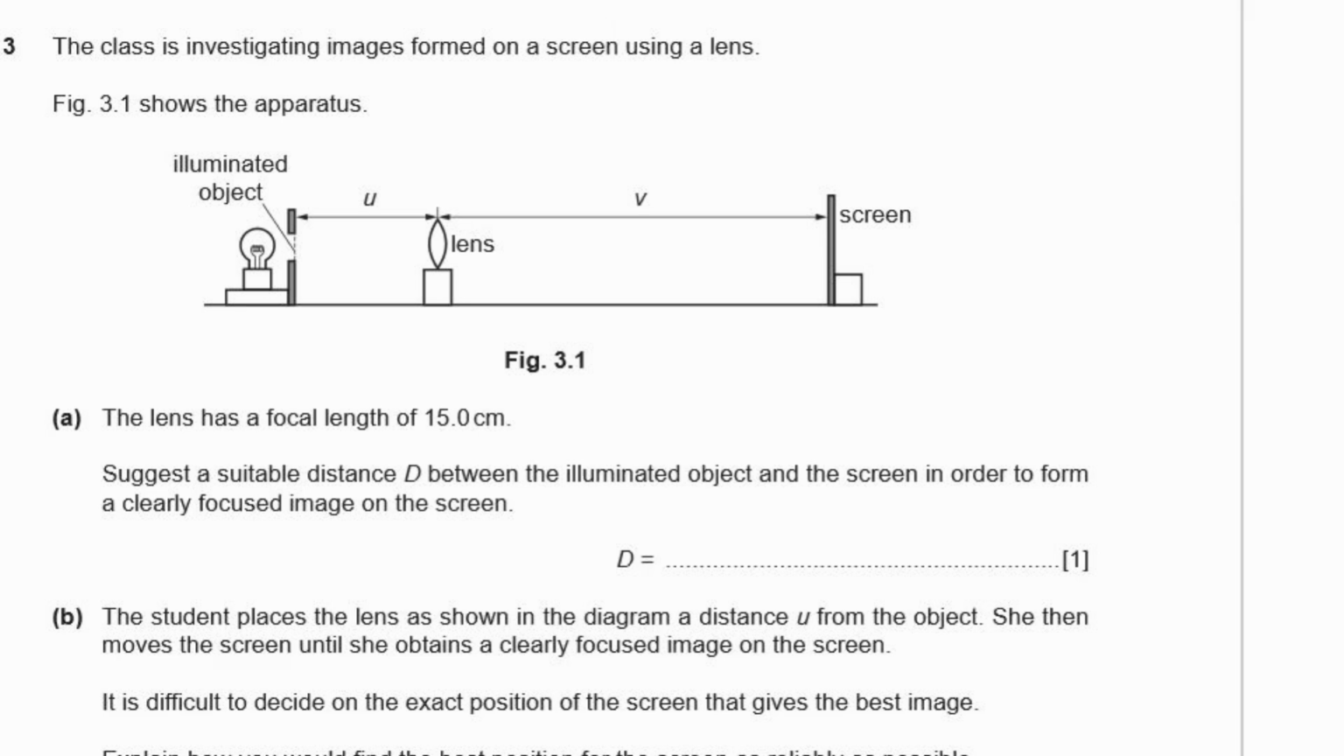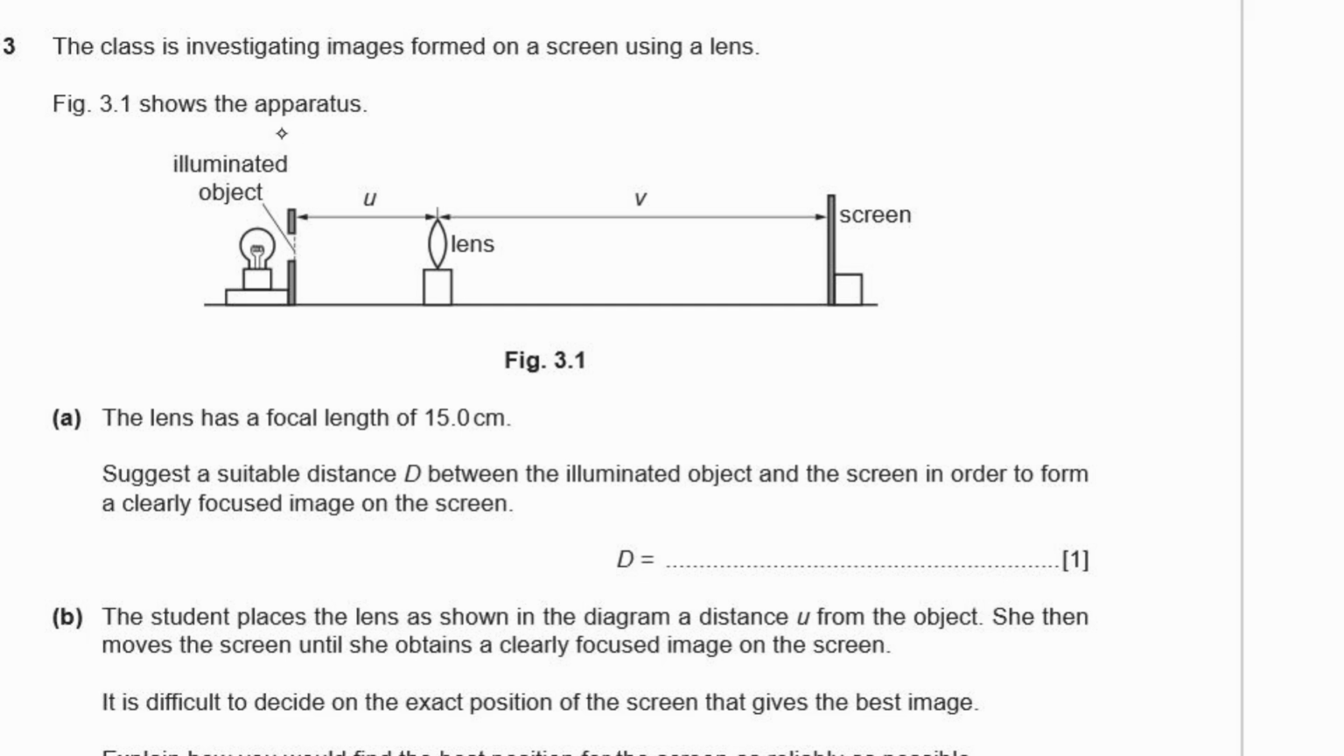Question 3. The class is investigating images formed on a screen using a lens. Figure 3.1 shows the apparatus. There we go. We've got a little lens, illuminated object, and a screen at the other side. The lens has a focal length of 15 centimeters. Suggest a suitable distance d between the illuminated object and the screen in order to form a clearly focused image on the screen. Okay, so let's just have a look at that.